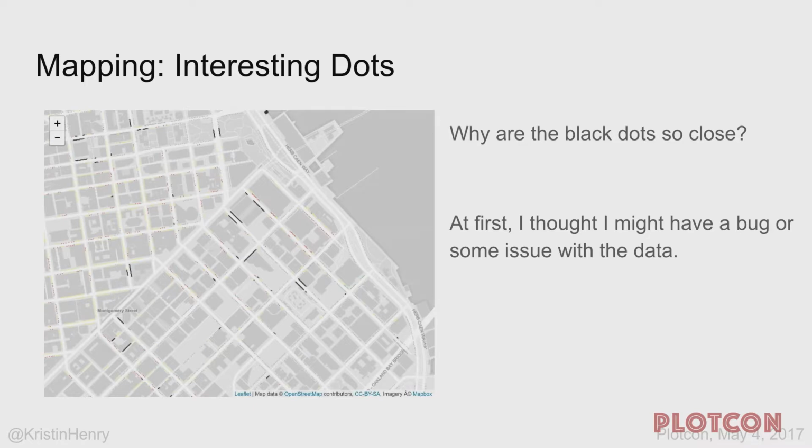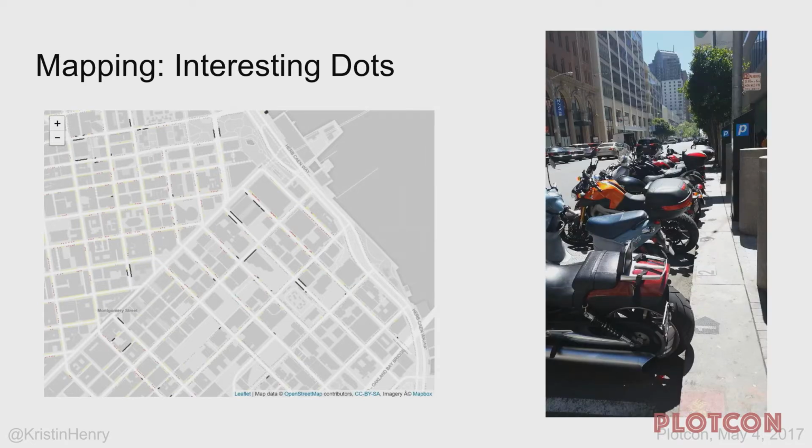Then I saw these weird black dots. Like, why are they clustered so closely? Do I have an error in my data? Have I somehow failed? They were motorcycle parking spots. So there's nothing like getting your data visualized to see the things that you don't expect, and then go look for the ground truth to see, well, what is really there?